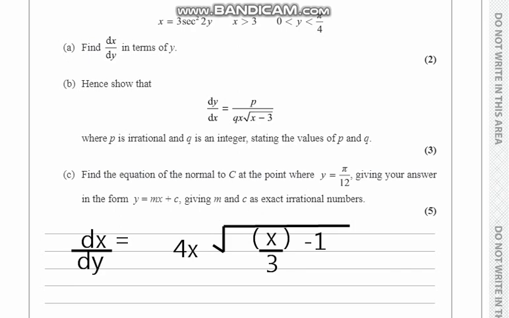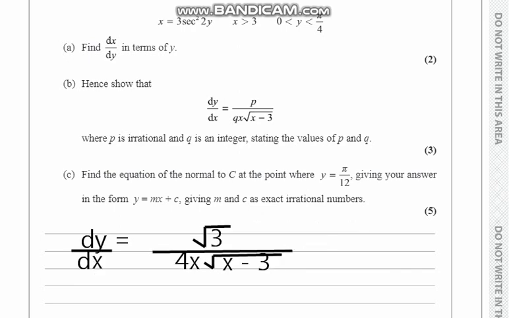Now that we have dx by dy, as I told you, to get dy by dx, I'll flip it over, divide it by 1, so we will get, there you go, root 3 over 4x root x minus 3, and as they stated, p is irrational. There you go, root 3 is irrational here, and q, our q value, is 4. There you go, I found the values of p and q. 3 marks done. Now moving on to the c part.